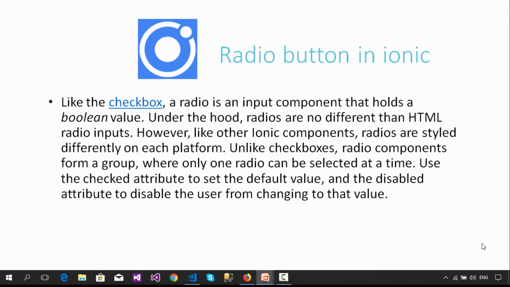Unlike a checkbox, radio components form a group where only one radio button can be selected at a time. Same as an HTML radio button, we can only select one radio button from a group of radio buttons. So this is how you can select one single value from a set of values. Use the checked attribute to set the default value and the disable attribute to disable the user changing that value.